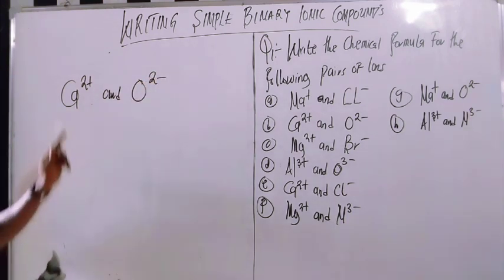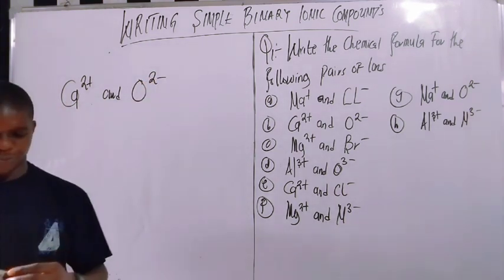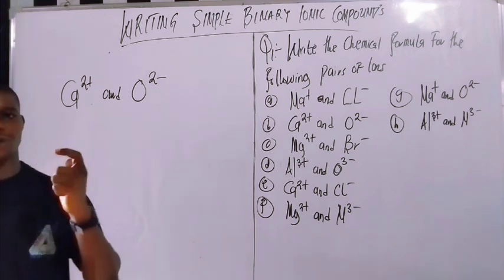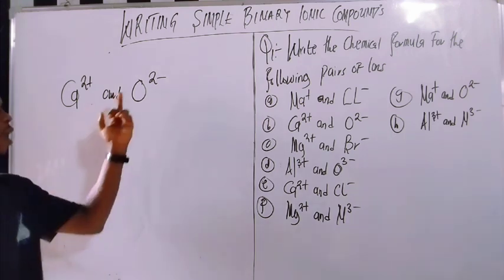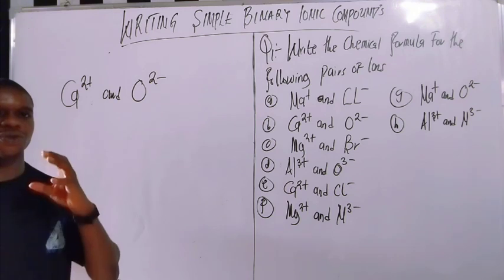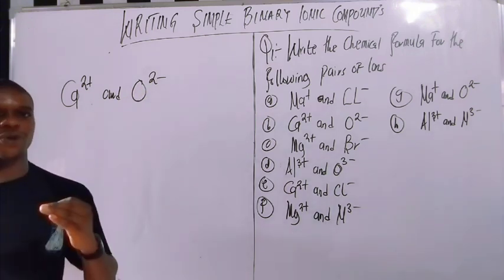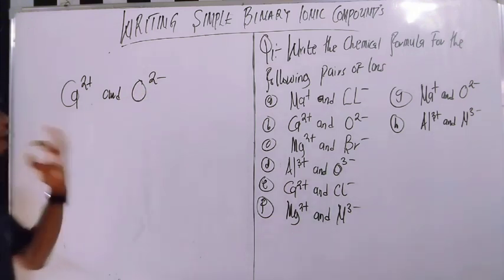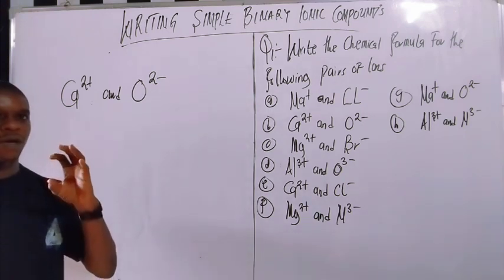O2 minus. Now the oxidation state of calcium is 2 plus, because it has to lose 2 electrons in order to obtain the octet, while oxygen is 2 minus. So the oxidation state of oxygen is 2 minus, because it has to accept 2 electrons. So how do you write their ionic compound?